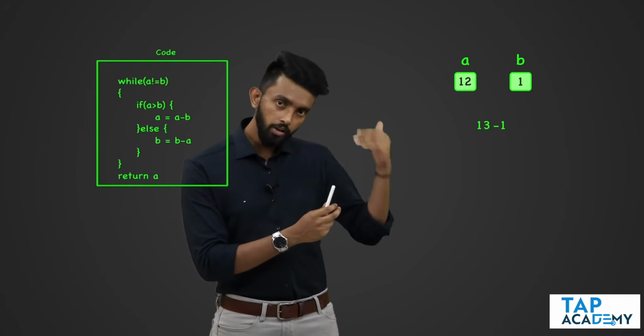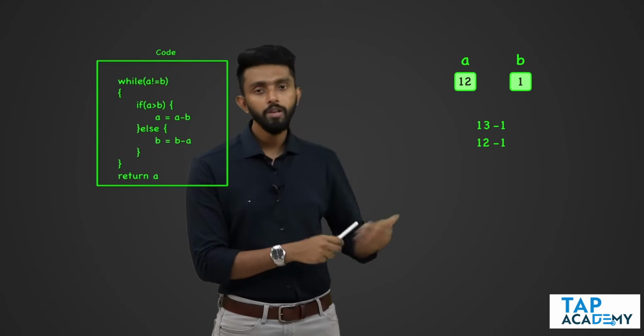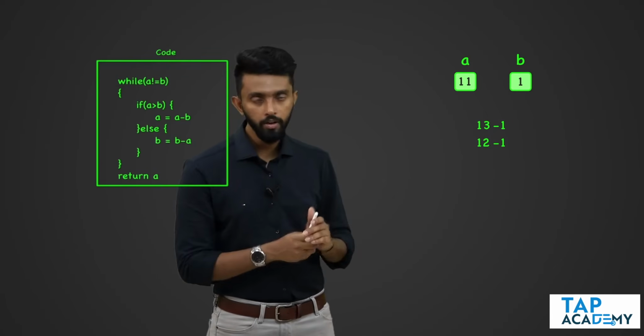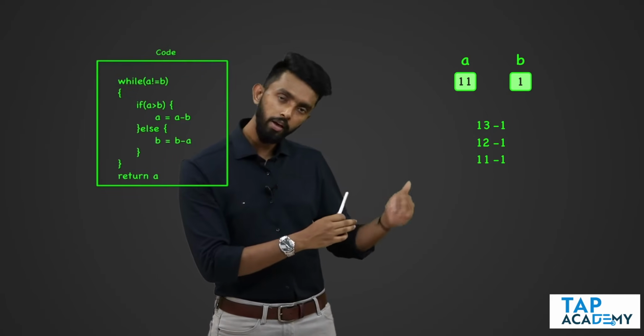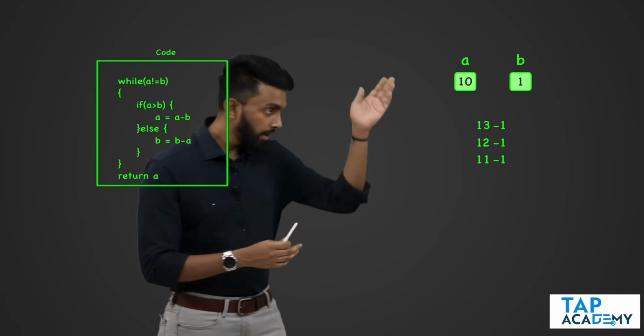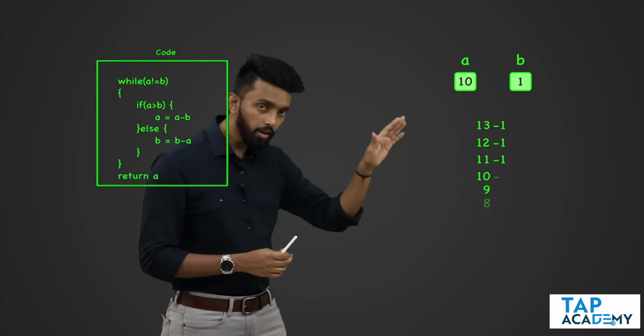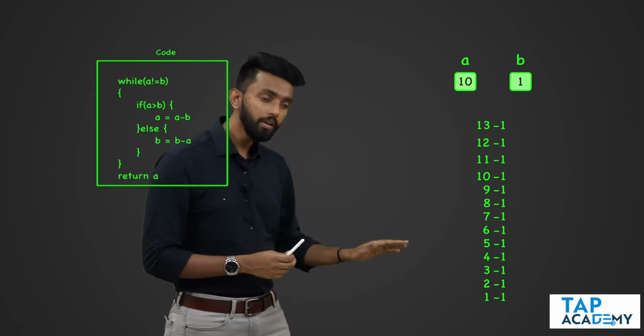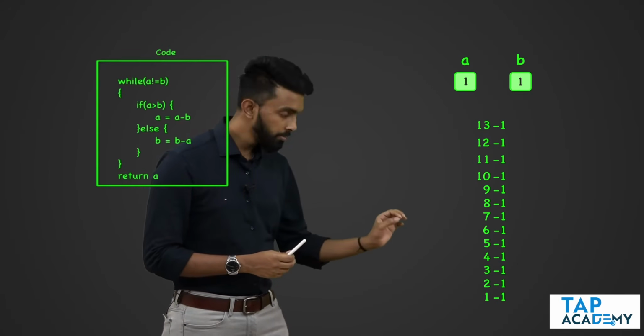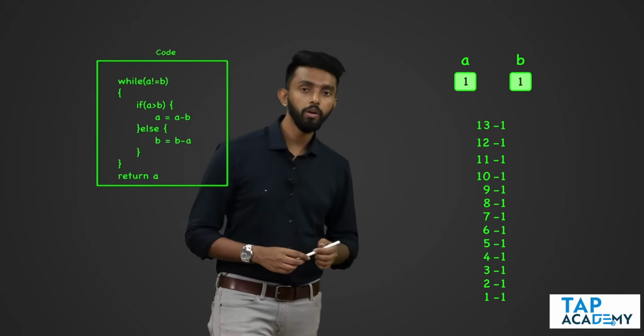Next step, again the larger number is 12. So 12 minus 1 is 11. You will replace A by 11. Again the larger number is 11. 11 minus 1 is 10. Like that you will replace A with 10, and this will continue till A becomes 1 and B is 1. Would you agree with me?